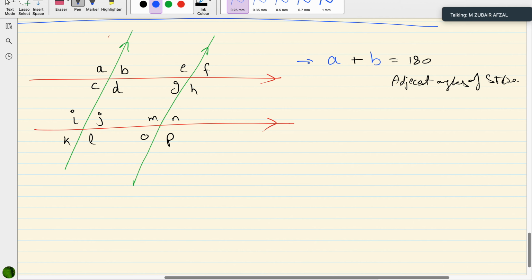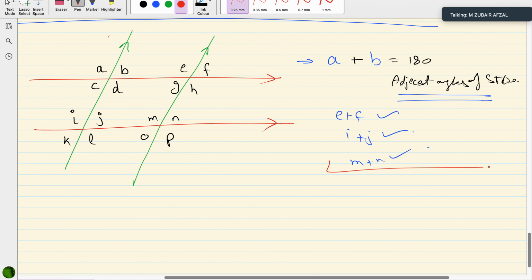Name any other example other than A plus B for the same property. E and F, that's right. I and J, that's right. M and N, that's right. There are many. That's correct. Let's move on to the next property.